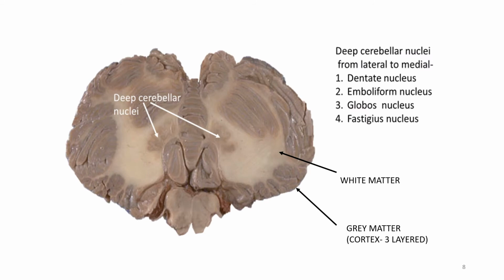Coronal section of the cerebellum showing the deep cerebellar nuclei. From lateral to medial, the nuclei are the dentate nuclei, emboliform and globose nuclei, and fastigial nuclei. It can be remembered by the mnemonic, "Don't eat greasy food," from lateral to medial. The emboliform and globose nuclei are altogether known as the nucleus interpositus. Also showing the core of white matter and grey matter externally, which is three-layered. That is, the cortex is three-layered.